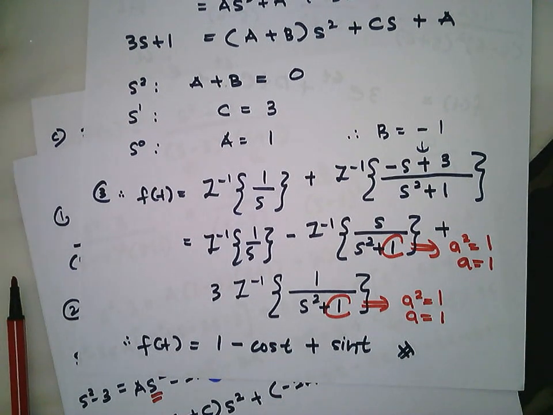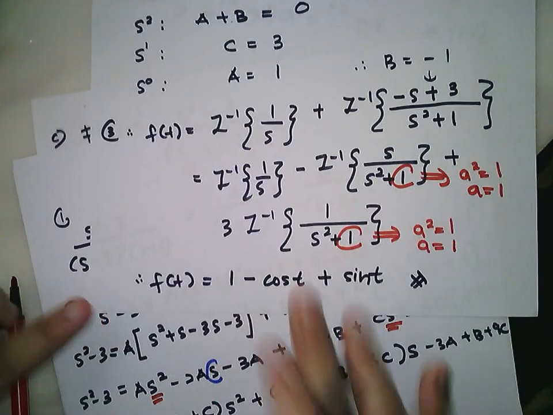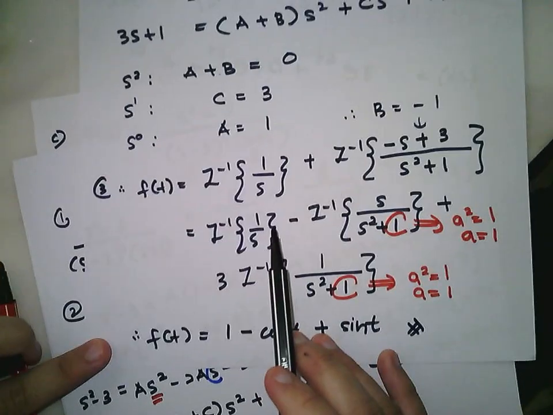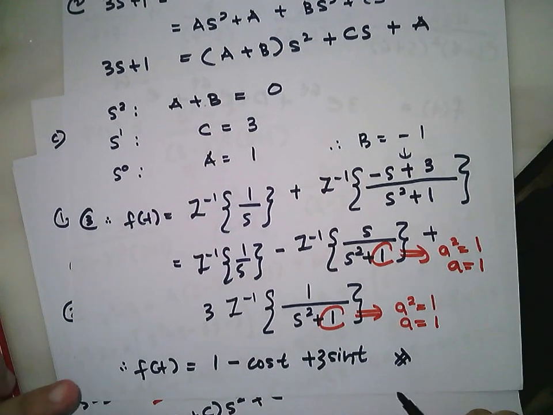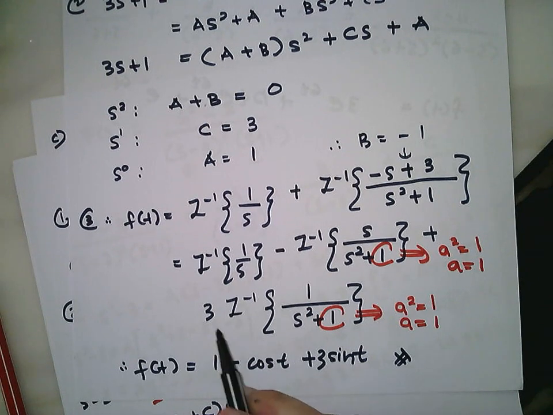Sorry, this is 3, so it should be 3 sin t. I'm sorry. So the final answer will be 1 minus cos t plus 3 sin t. Okay, so we are done with the properties of inverse Laplace transform.